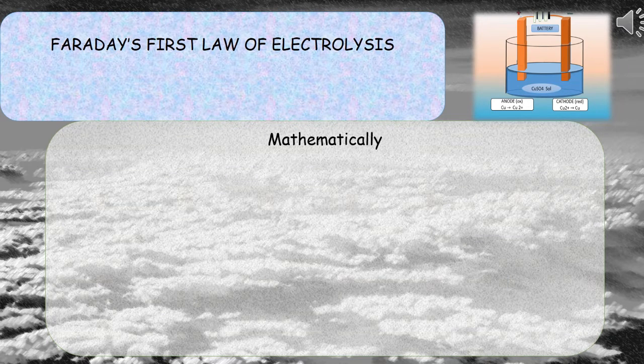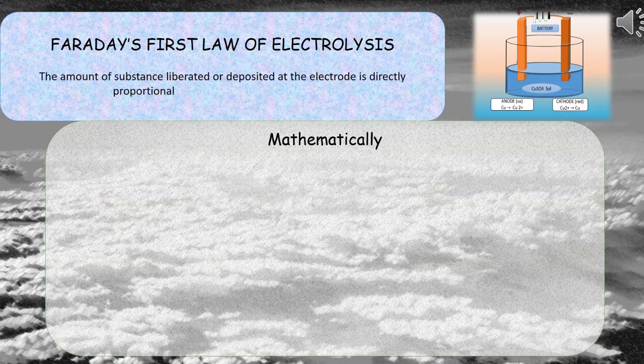Now let us discuss Faraday's first law of electrolysis. According to Faraday's first law of electrolysis, the amount of substance liberated or deposited at the electrode is directly proportional to the quantity of electricity passed.